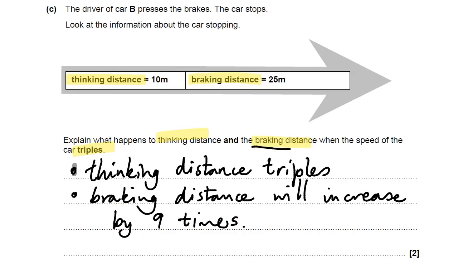Very, very interesting point to make. You could do yourself a little sketch there. You could say that would be thinking distance if that was distance and that was speed, and this would be braking distance if that was speed and that was distance. Okay.